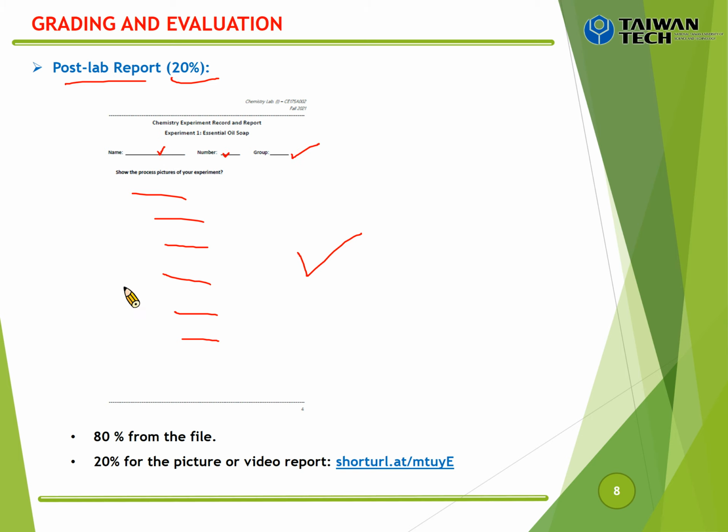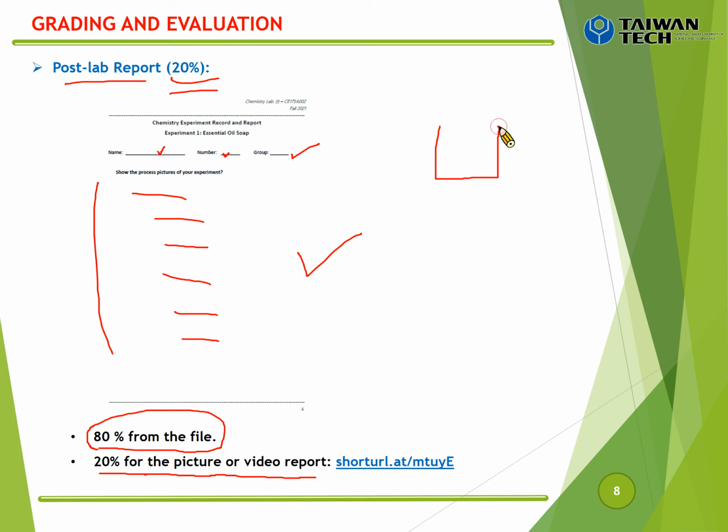And I will grade this form, and we have 80% for this file, okay? You need to fill in the data. You need to make the calculation, and then you need to answer some questions or do some calculations there, okay? This one is 80% of the post-lab report, and another 20% is for the picture or video report. So what is the picture or video report? It means that when you do the experiment, you should take photos.